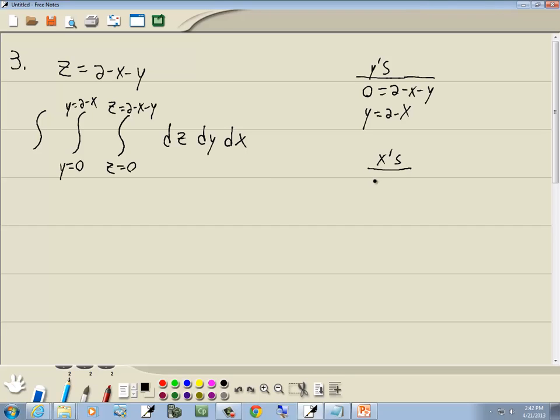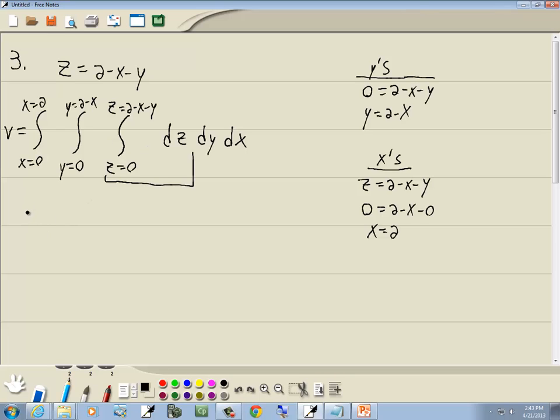Now for our x's. Again, they all go back to this: z equals 2 minus x minus y. Well, z is still 0, and now y is 0. As you go back, each one of these, you just plug 0 into the variable that was before it. So then you take negative x over the left side, and we get x equals 2. So this is going to go from x equals 0 to x equals 2. Okay, and that gives us our volume.